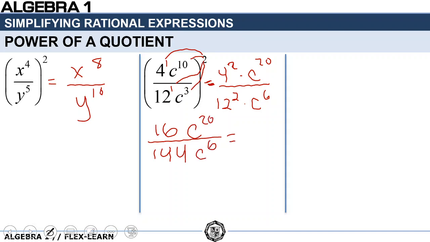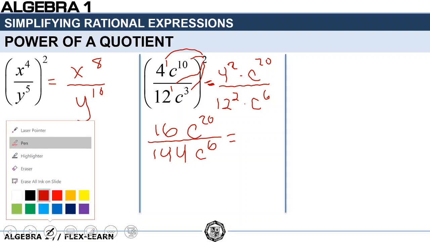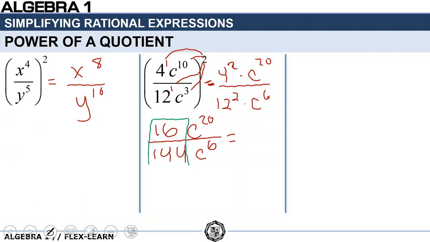Then you're going to have to look for a common factor between 16 and 144. What's the common factor? I believe 16 goes into 144 9 times. So this would be like having 16 times c to the 20th, all divided by 16 times 9 times c to the 6th.